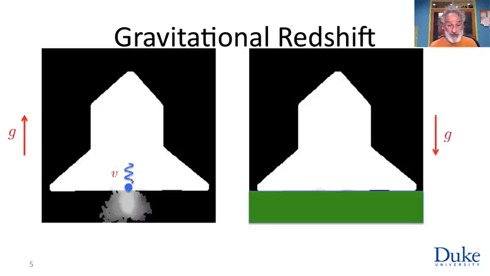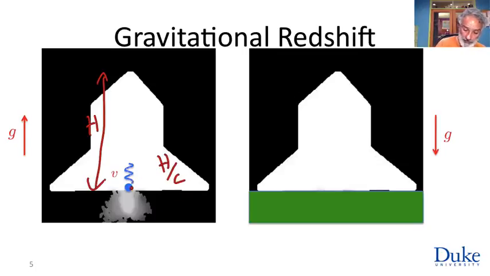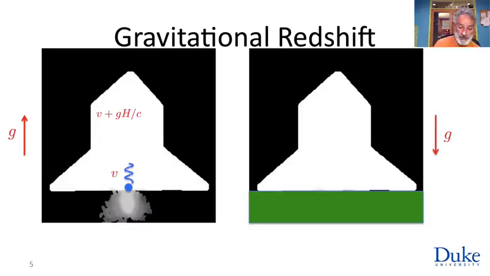However, in this case, the spaceship is accelerating. If the height of the spaceship is denoted by h, then it takes a time of the order of h divided by the speed of light for this pulse of light to climb to the top of the spaceship. If the spaceship is accelerating with acceleration g, the change in its speed during this time while the photon is moving up the spaceship is of the order of its acceleration times that time. And so when the photon is absorbed, the spaceship is no longer moving at speed v, it's moving faster.